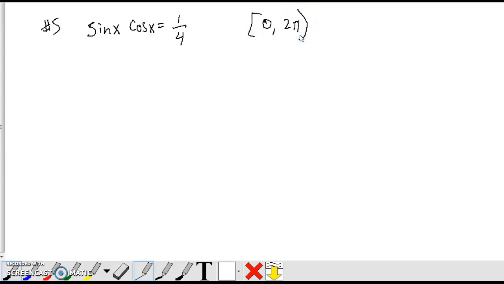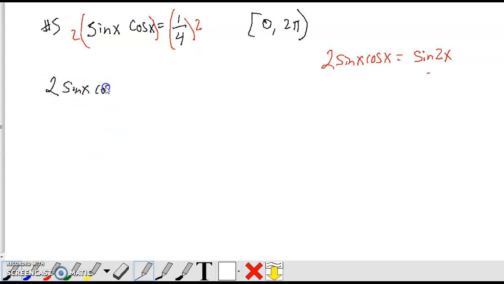Okay? Well, I don't know about you, but there's no way to turn a sine into a cosine or cosine into a sine. But what I do notice is it's kind of looking similar to 2 sine of x times cosine of x, which is the double angle for sine. So I'm going to make this become a double angle. So you can manipulate equations as long as you do it to both sides of the equation. So I'm going to multiply this side by 2, and I'm going to multiply this side by 2. And if I do that, I'm going to get 2 sine x cosine of x is equal to 1/2.